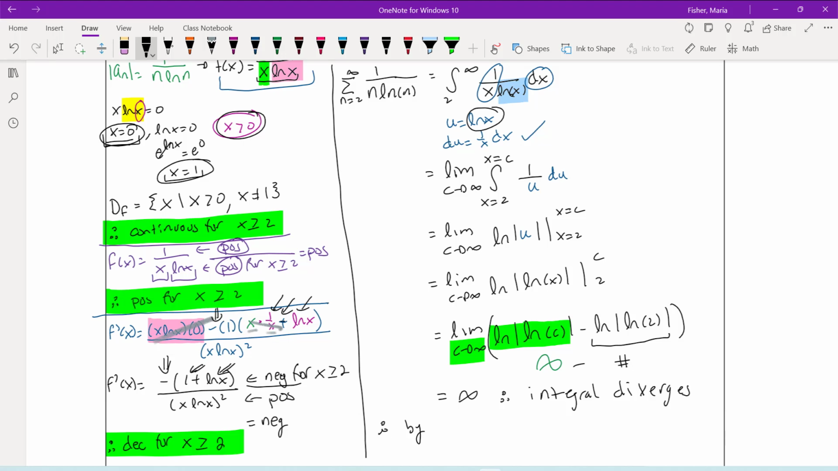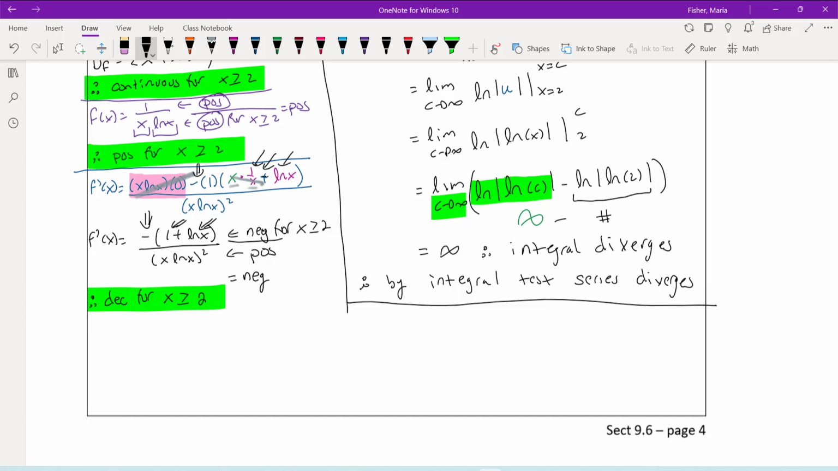And if our integral diverges, therefore, by the integral test, our series diverges. Well, we're not done because remember, we just took the absolute value of a sub n in order to do this. This was an alternating series. Now that we've shown that the absolute value diverges, we have to try the alternating series test.